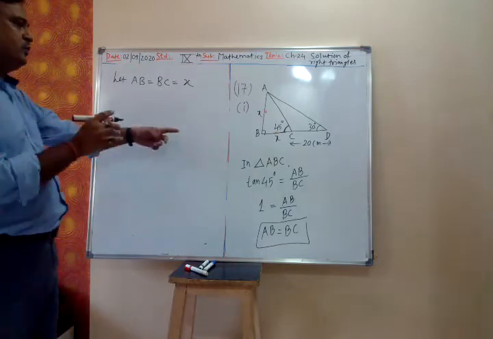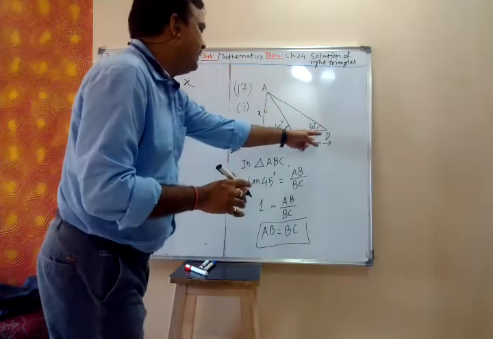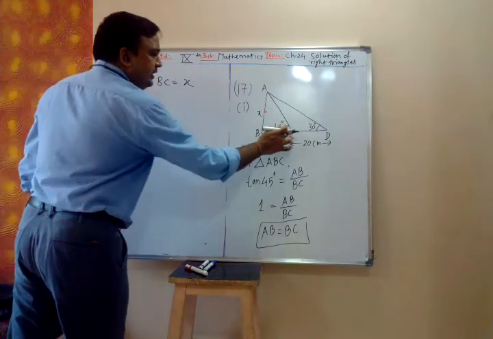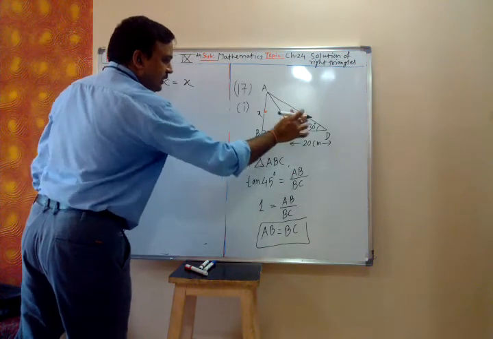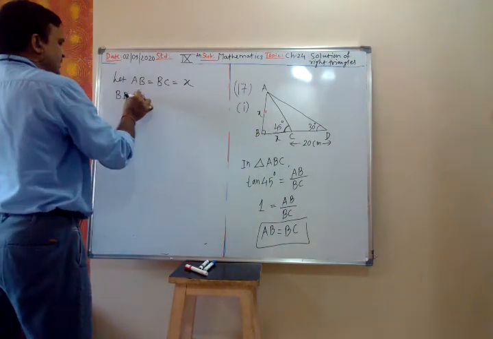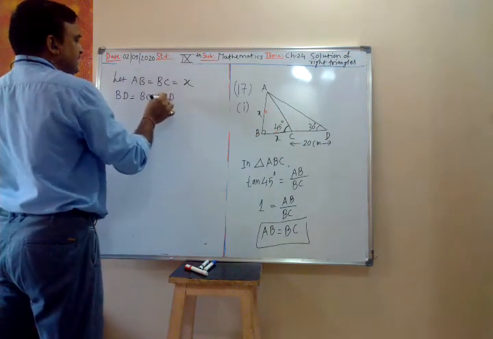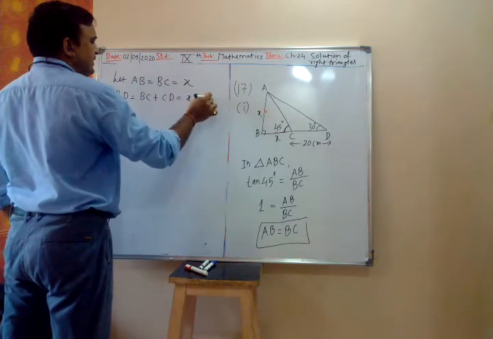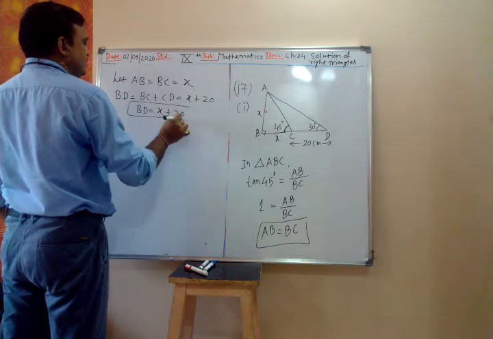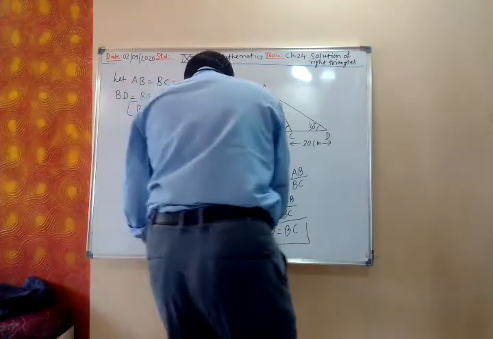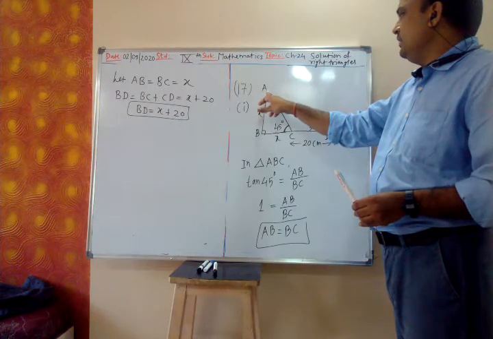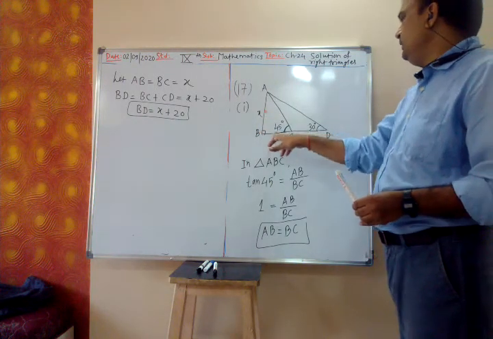Yes. Now, what is my BD? Tell me. What is my BD? BD is BC, no, not 20. BD is BC plus CD. That is X plus 20. So BD is X plus 20. Okay. Now what will I do? Now I will consider the bigger triangle, that is ABD.